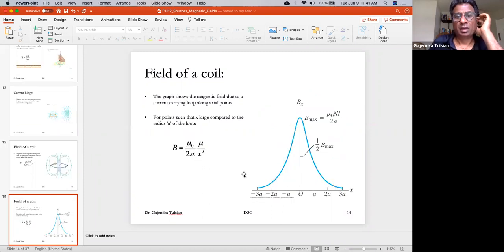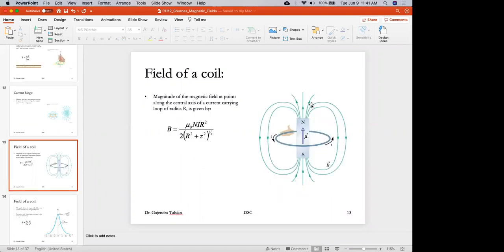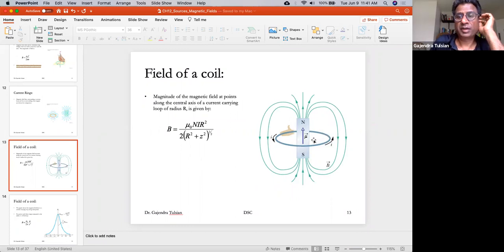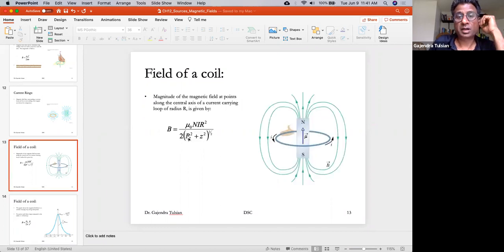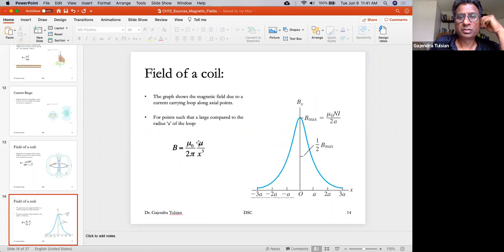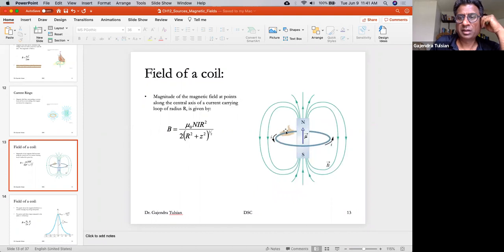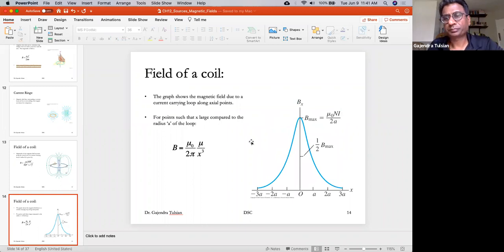Okay, and for points very far away, large compared to the radius of the loop, it turns out you can ignore the R squared term. And this becomes Z cubed, okay? So it goes off as 1 over Z cubed, and mu is the magnetic moment of this current loop, which is related to the area. It's N I A, the area of the loop, okay? That's the magnetic moment. All right, so that's what this tells you.